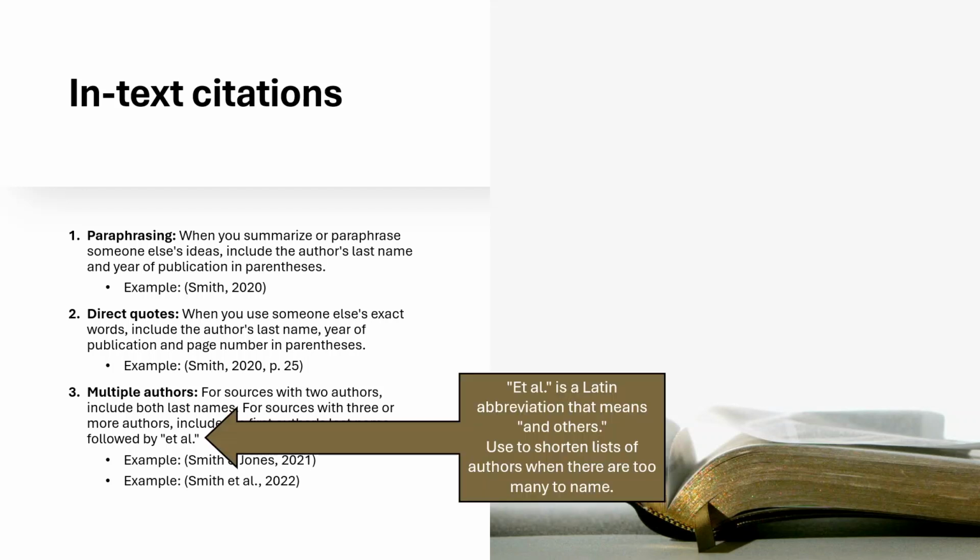Et al., like I say, is Latin, it's an abbreviation, and it means in English and others. So it's used to shorten lists of authors where there are far too many authors to name in full. However, in your reference list, you do it slightly differently.